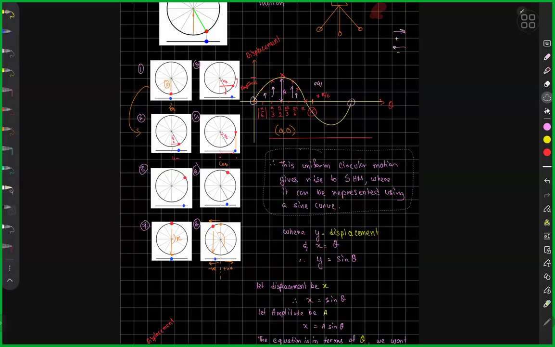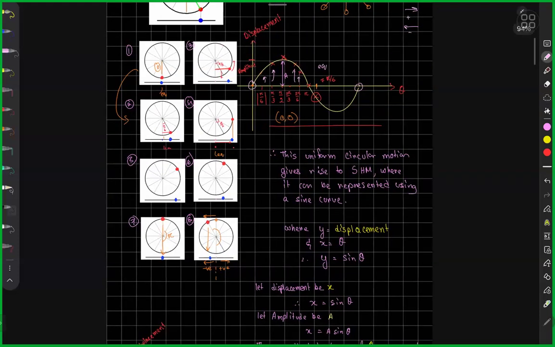This uniform circular motion that you have of the red bob can be modeled as a sine curve, where y is the displacement, x is the theta. Great. Now I'm basically creating an equation. Follow me right now. I'm creating an equation right now.